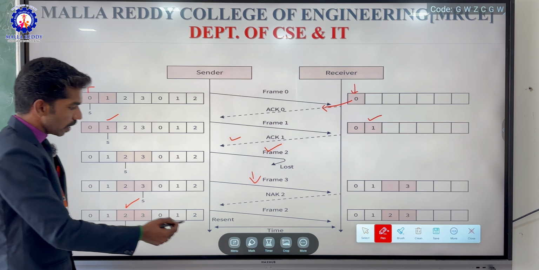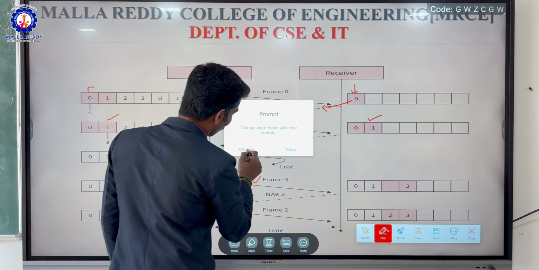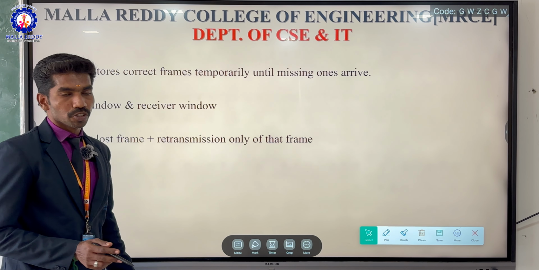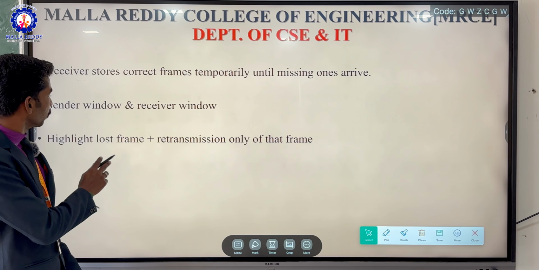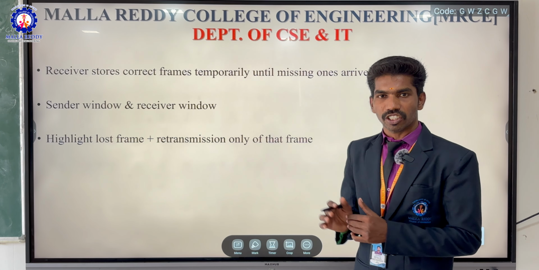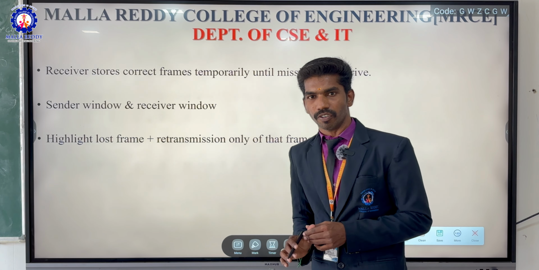So this is the process of the sliding window Selective Repeat protocol. The receiver stores correct frames temporarily until the missing ones arrive. The sender and receiver windows maintain the correct formation of data receiving. Based upon that, the sender has to transmit the frame to the receiver.